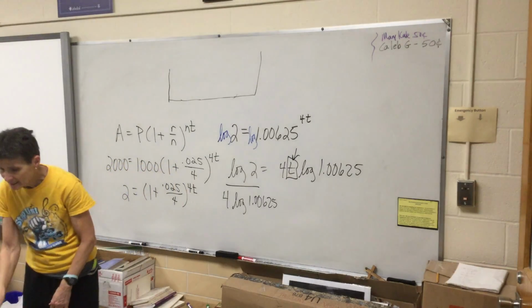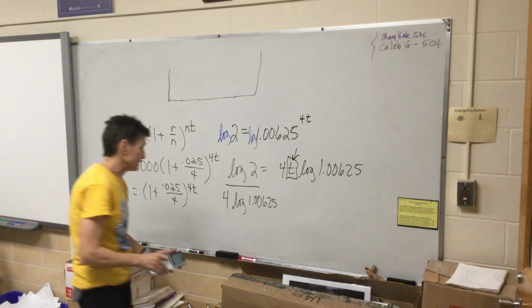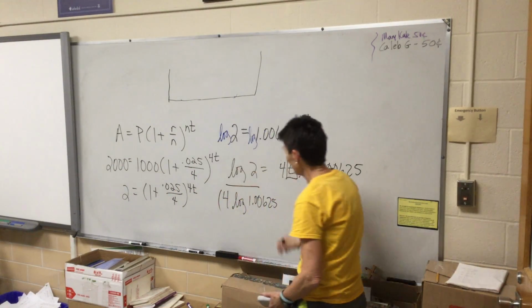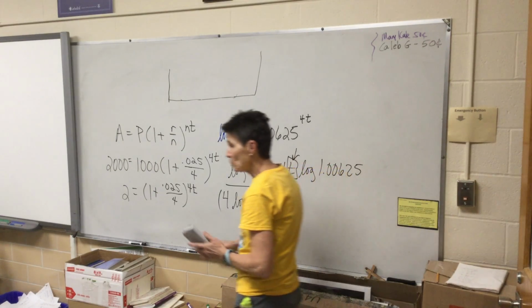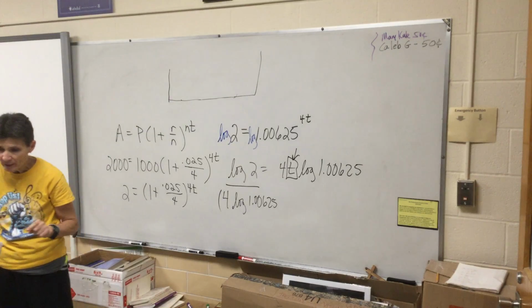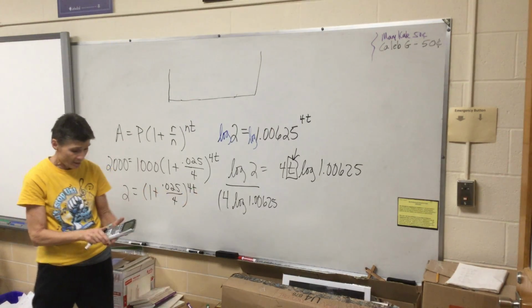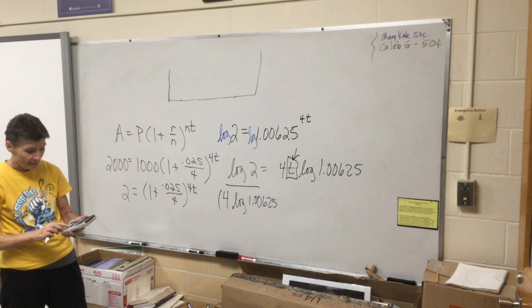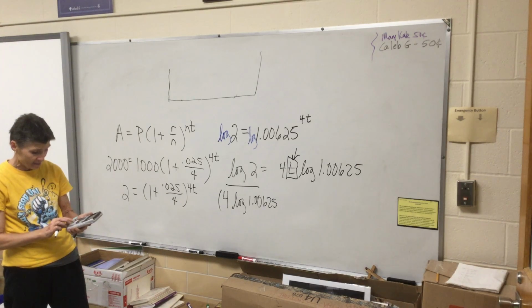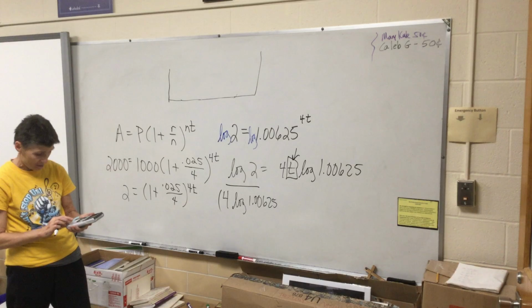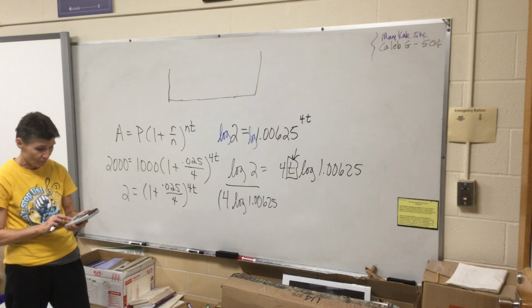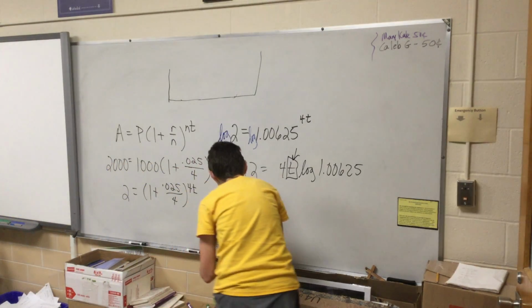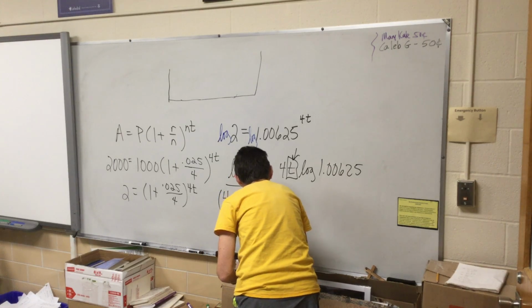Now, when you type this into your calculator, I need you to recognize that since you are dividing by 2 things, you got to put that in parentheses. If you want to divide by each one separately, that'll be okay. But if you're going to divide by them all at once, you got to have parentheses around it. So log 2, close the parentheses, divided by parentheses 4 log 1.00625. I got 27.81 years.